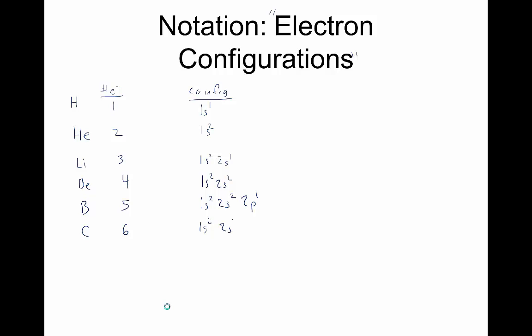1s2, 2s2, 2p2. And then we've got nitrogen. Nitrogen has 7 electrons, so it's going to be 1s2, 2s2, 2p3. Then we have oxygen next. Oxygen has 8 electrons, so 1s2, 2s2, 2p4.